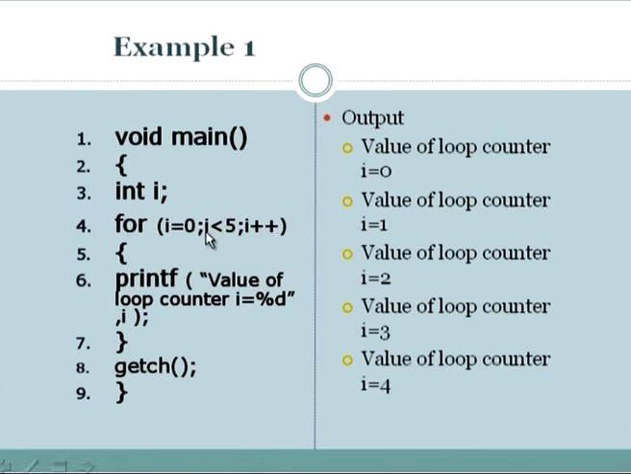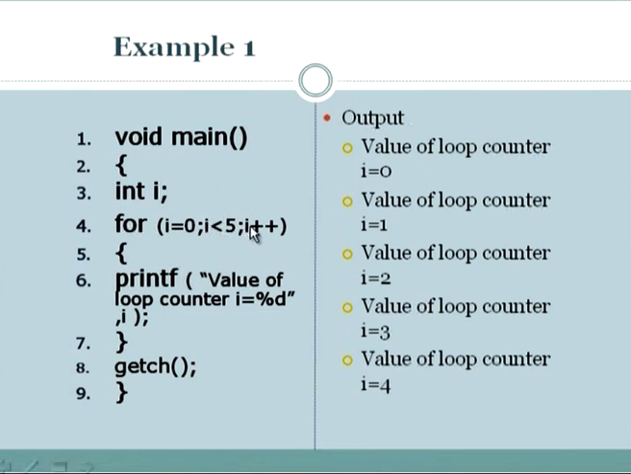After changing the value of I, the condition I less than 5 will be evaluated. Again this condition is true, thus the loop body will be executed, and the message value of loop counter I equals to 3 will be displayed. When this cycle is executed, then control will move towards the increment section, and the value of I will become 4.